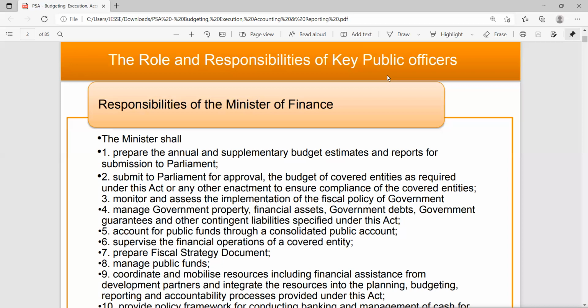Another thing the minister also looks at is he accounts for public funds, right? At the end of the day, people would have paid their taxes, people would have paid all sorts of monies to the government, and it's very responsible to have an accounting mechanism to ensure that monies are spent wisely. So the minister shall ensure the accounting for public funds through what we call a consolidated public account. A consolidated public account. So that's very, very crucial.